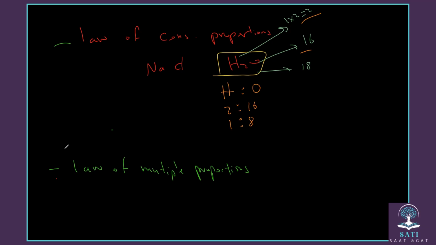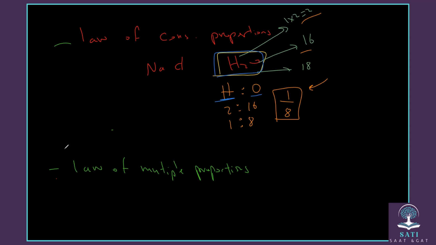And as we know, ratios represent fractions. So 1 to 8 can be written as a fraction, as you see. This ratio represents a whole number ratio, meaning 1 is a whole number and 8 is a whole number. So this is the ratio of hydrogen mass to oxygen mass in H2O, which is in the water molecule.